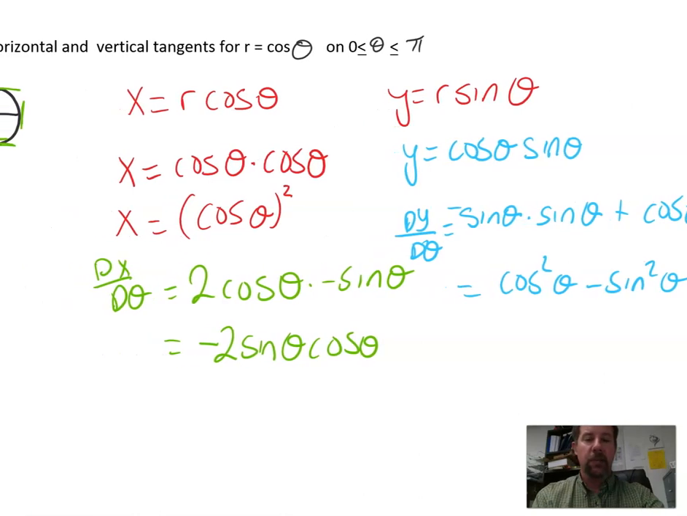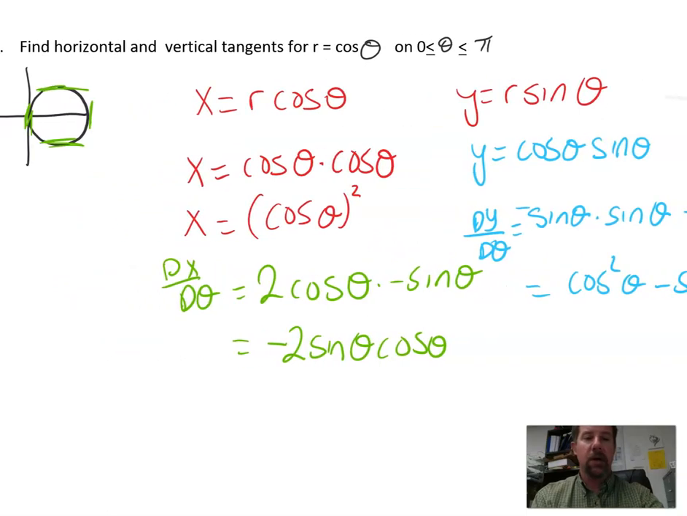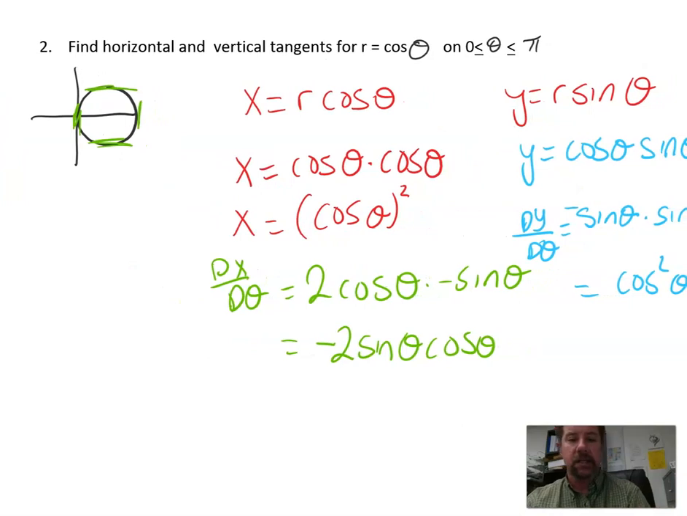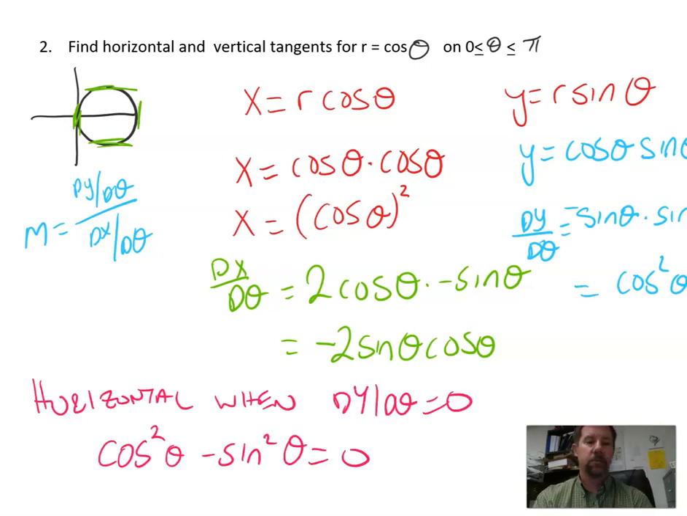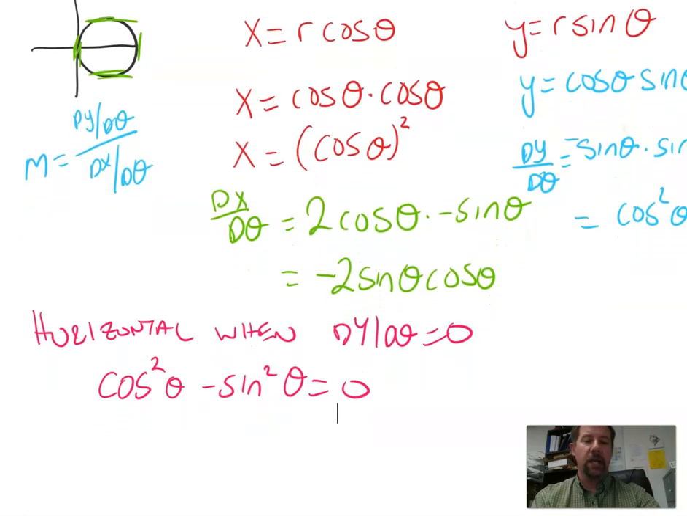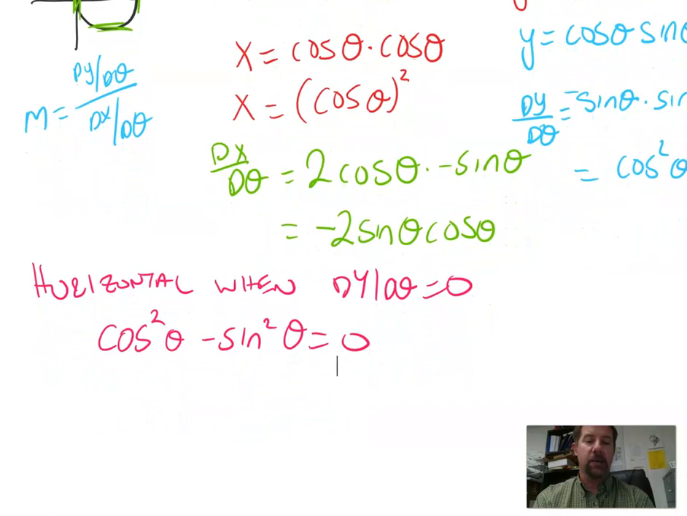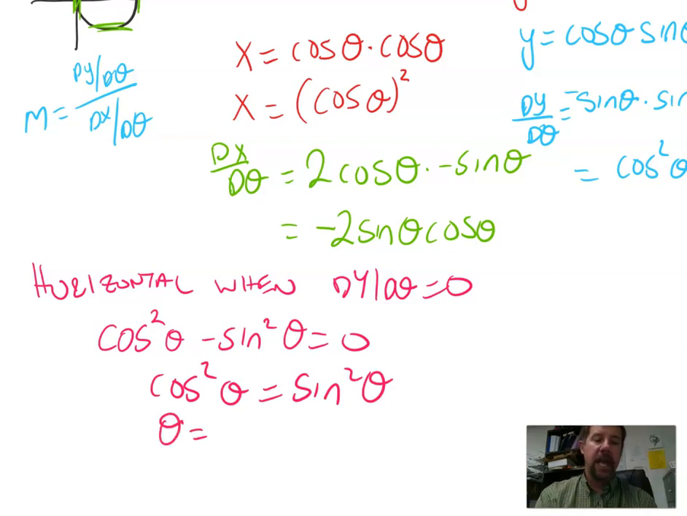Now, again, I'm looking for the horizontal and vertical tangents. So, again, the slope of the tangent line is dy d theta over dx d theta. And so if I want a horizontal tangent line, that's got to equal 0, so dy d theta is going to have to equal 0. So it'll be horizontal when dy d theta, cosine squared theta minus sine squared theta, equals 0, or when cosine squared theta equals sine squared theta. And on the interval from 0 to pi, that would happen at pi over 4 and 3 pi over 4. So those are my two theta values.